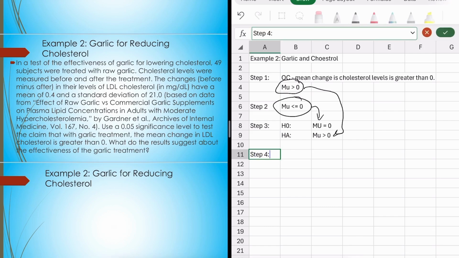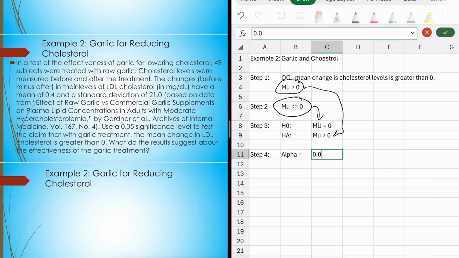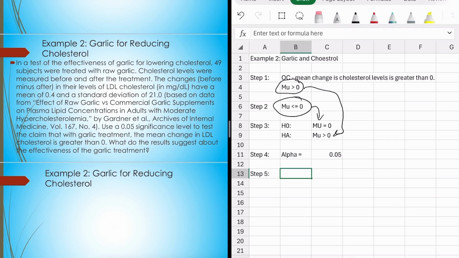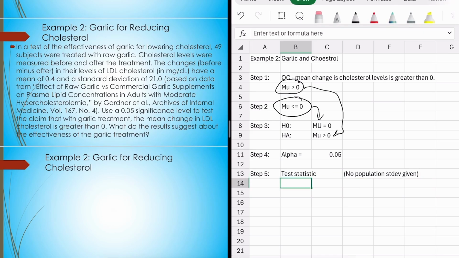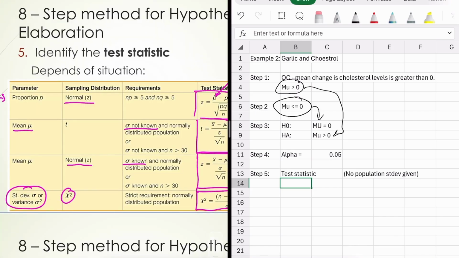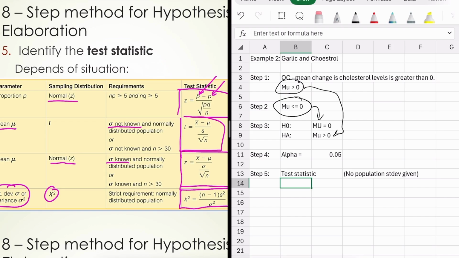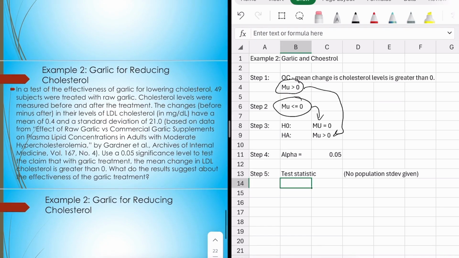Step 4 is going to be significance level. This time it is given to be 0.05. Step 5 is to identify and compute the test statistic. No population standard deviation is present. Let's see. So we're going to use the one from the second row of that table. It's about the mean, and there's no population standard deviation. N is greater than 30. N in this case is 49.